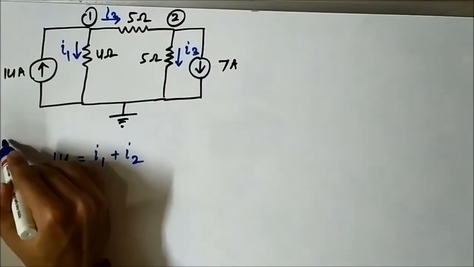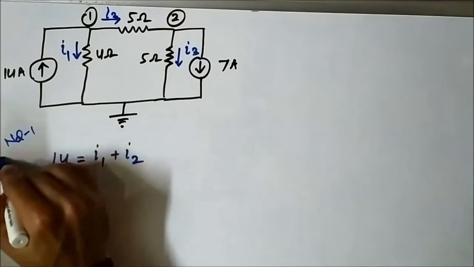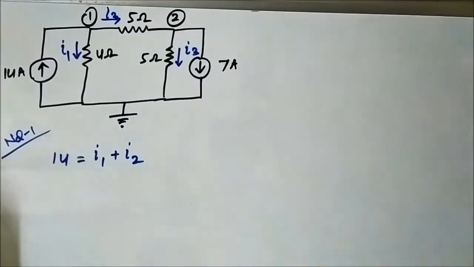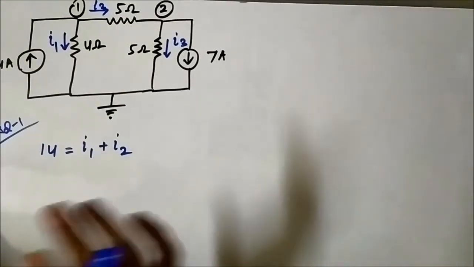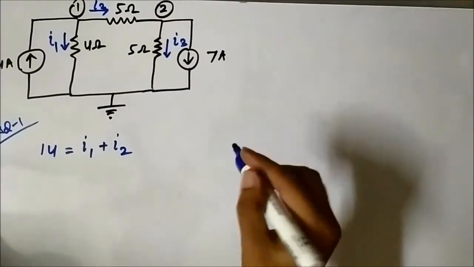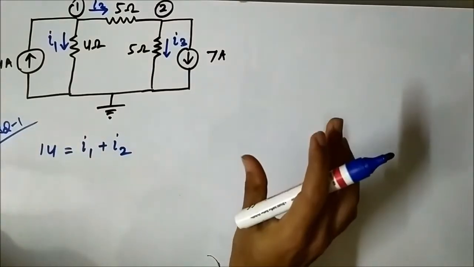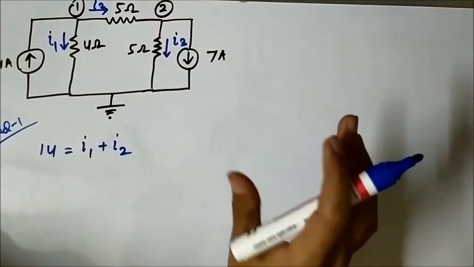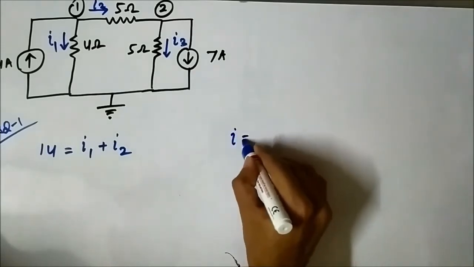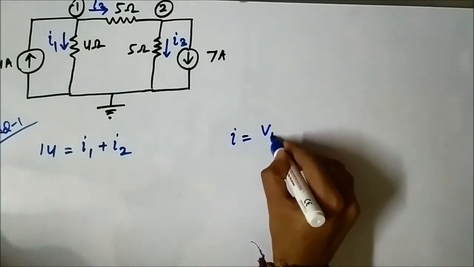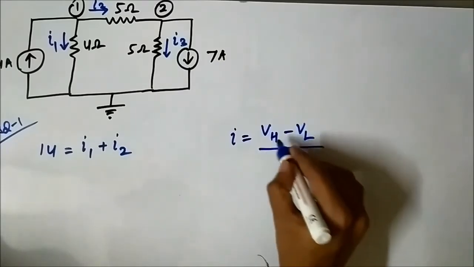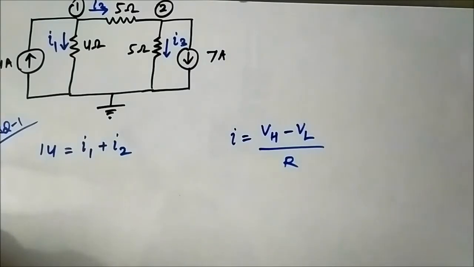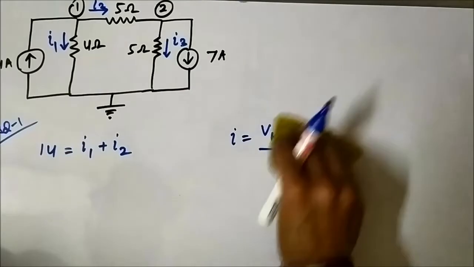Now we have to convert it in the form of nodal voltages. Now in the basic nodal voltage basics video, we have already discussed that current always flows from a higher voltage point to a lower voltage point. Okay, the expression for current between 2 points is VH minus VL divided by the resistance between the high voltage and the low voltage point. So here also it will be the same thing.